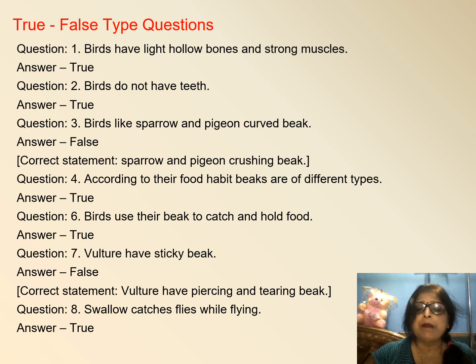According to their food habit, beaks are of different types. Yes, it is true. Birds use their beak to catch and hold food. True. Vulture have sticky beak. No, false. Vulture have piercing and tearing beak, because they are flesh-eating birds. Next one, swallow catches fly while flying. This is a true statement.